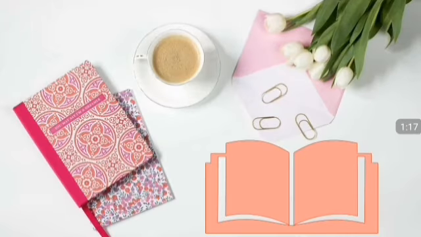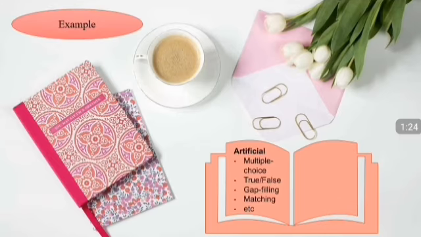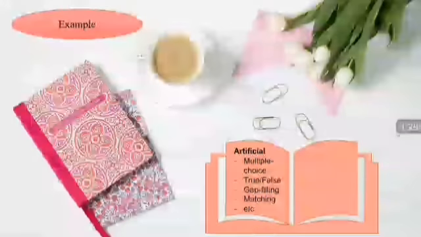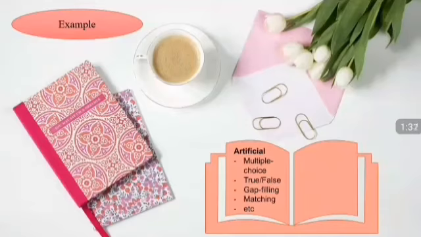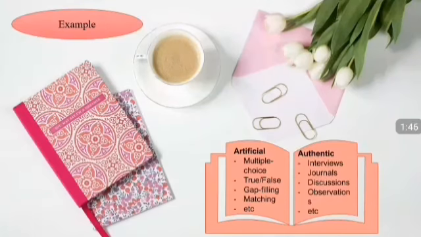For example, we have so many examples for artificial and also authentic tests, and I will tell you just several of them. For artificial test, the examples are multiple choice, true or false, gap filling, matching, and so on. And for authentic test, we have interviews, journals, discussions, observations, and so on.